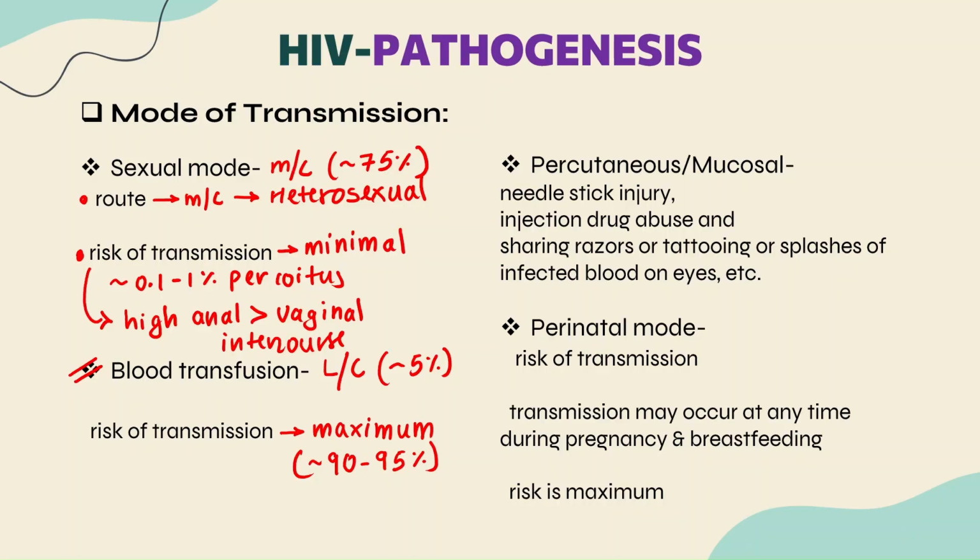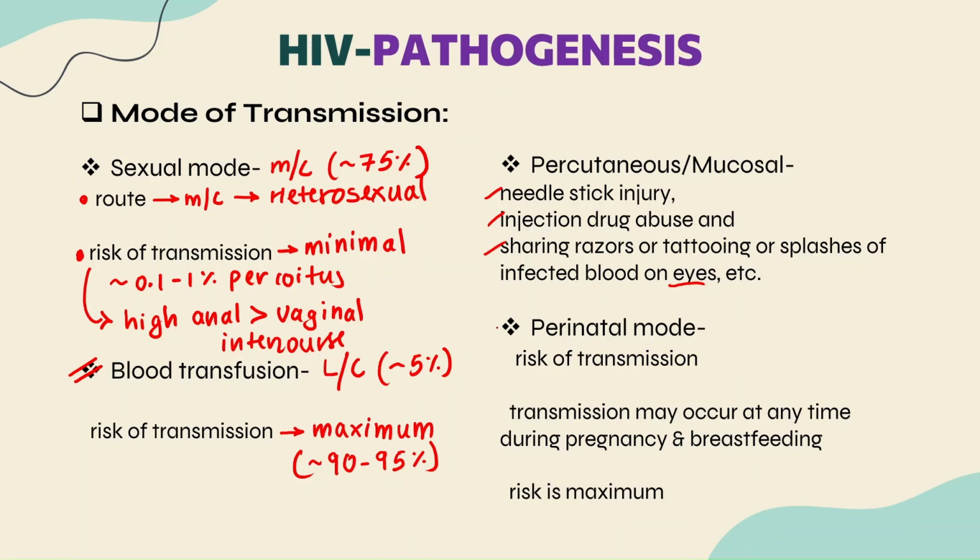Next thing, that is the percutaneous or mucosal mode of transmission. How does it happen? Simple. If a person is getting a needle stick injury or injection drug abuse, IV drug abuse, sharing of razors, or tattooing, or splashes of infected blood on the eyes, these are the various ways through which HIV is getting transmitted via the percutaneous or the mucosal route. Again, this is not a very common mode of transmission, guys.